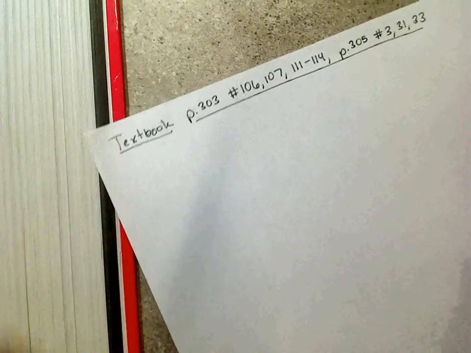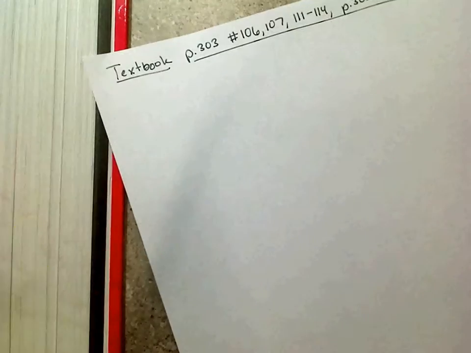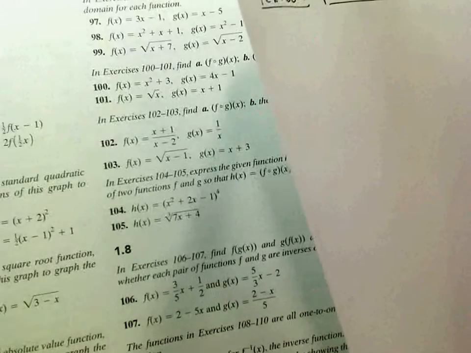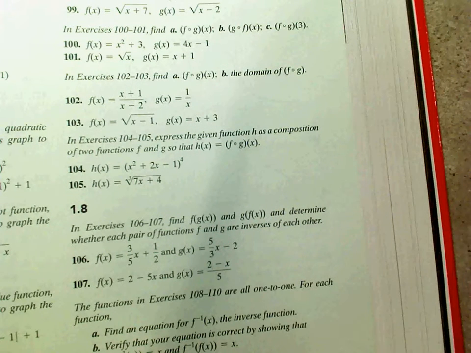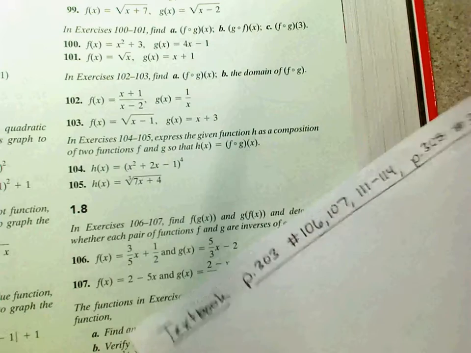Alright, so from the textbook, page 303, number 106. The directions are, in 106 and 107, find f of g of x and g of f of x and determine whether each pair of functions f and g are inverses of each other.